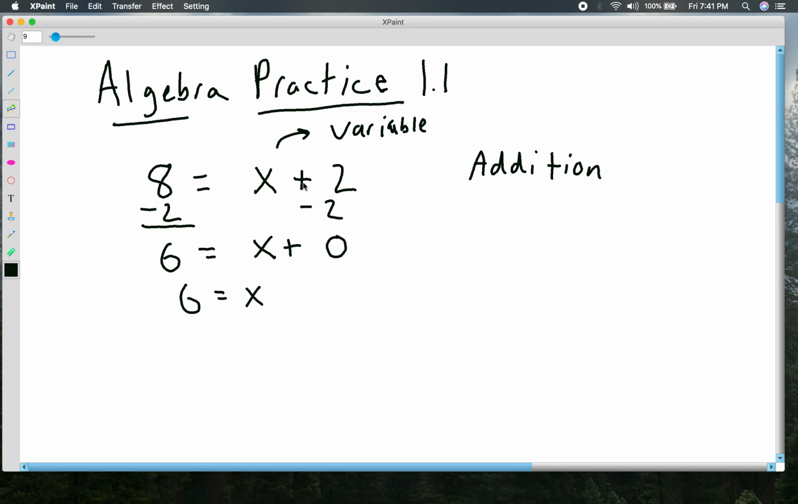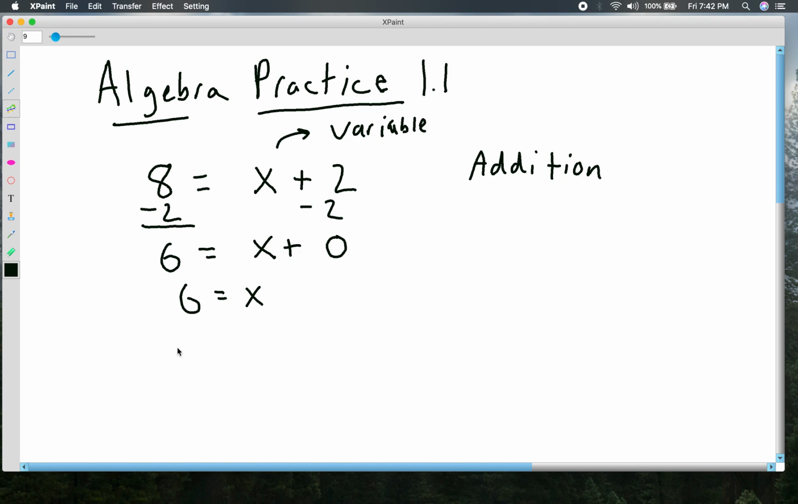So this is a very simple concept here, but it's important that you don't get confused. If you're adding something and you want to isolate x, you need to subtract it, okay, to isolate x on this side so that we can find out what it is. But if you do something to this side of the equation, you have to do it to that side of the equation too. So x equals 6.